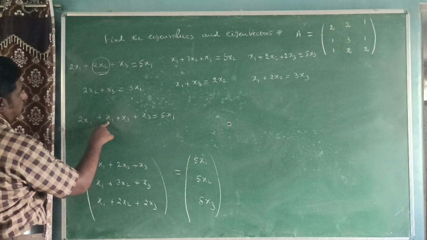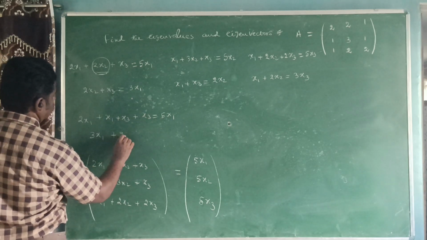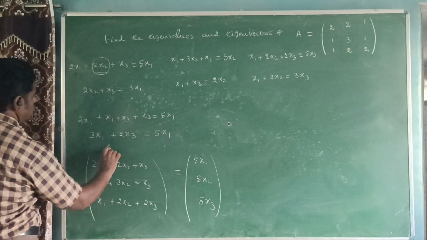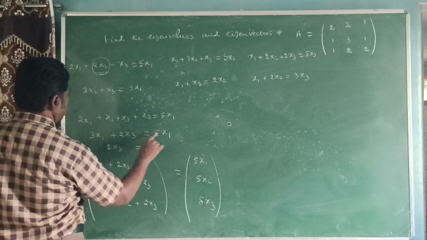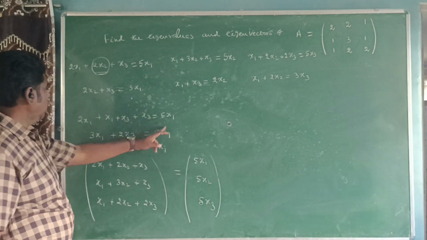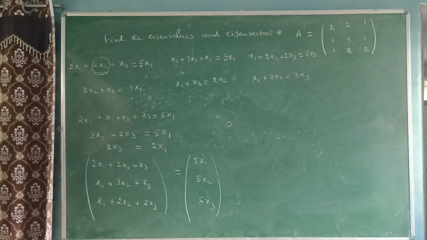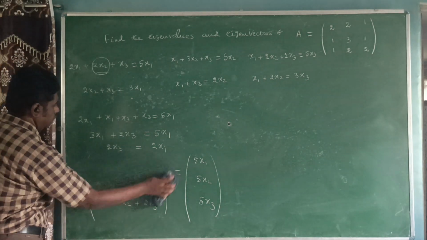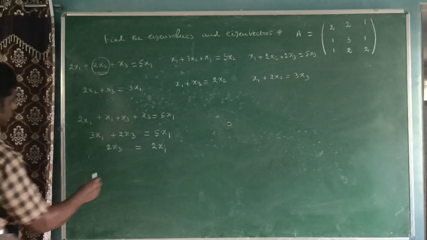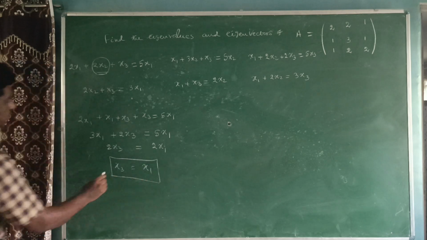Now 2x1 plus x1 is equal to 3x1, and x3 plus x3 is 2x3, which is equal to 5x1. Then 2x3 is equal to 2x1, because 5x1 minus 3x1 is 2x1. From this, x3 equal to x1. In the above equation, the value of x3 equal to x1. This is the first conclusion I arrived at.